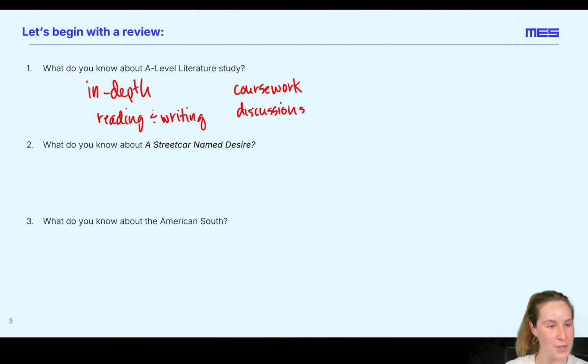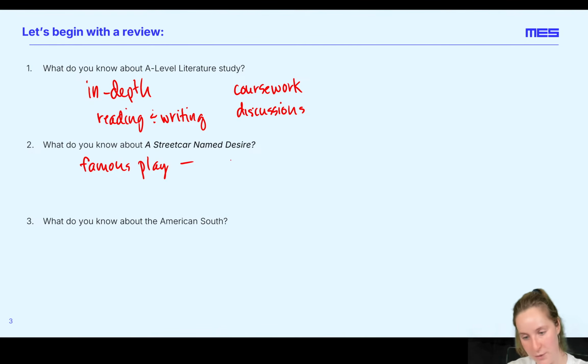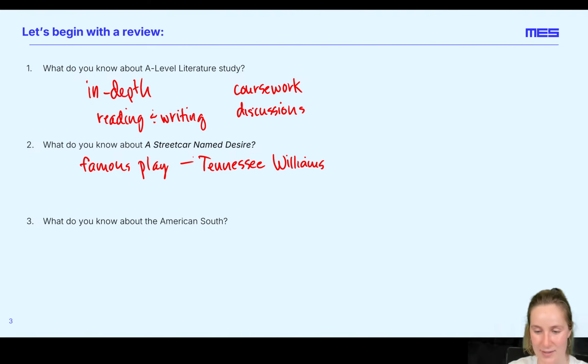Then next, what do you know about A Streetcar Named Desire? Well, it is a famous play. Most people know that, they recognize the name. They often also know that it's written by Tennessee Williams. It's a famous playwright from the South, who, though he was not himself from Tennessee, his father was, hence the nickname Tennessee. He also wrote Cat on a Hot Tin Roof, The Glass Menagerie, if you recognize those as well. You also may know that it's about the South, particularly about the American South.